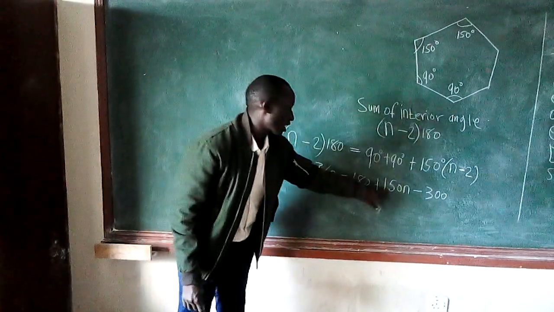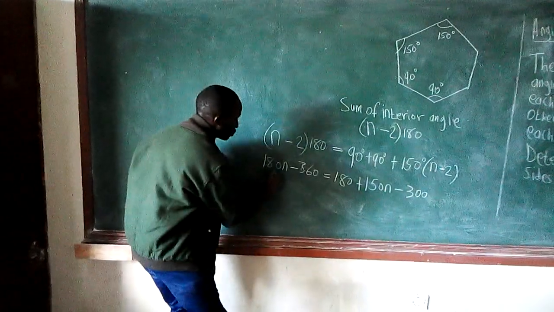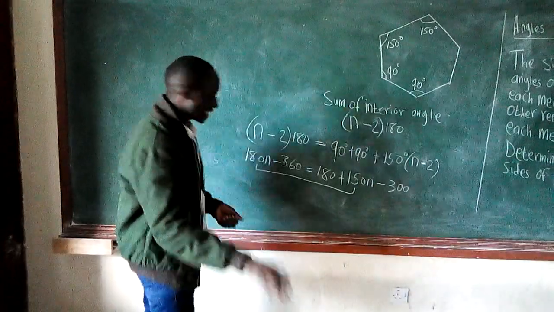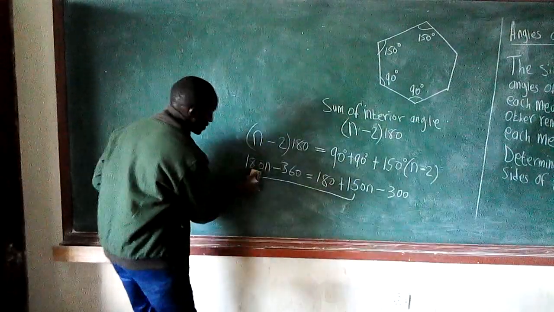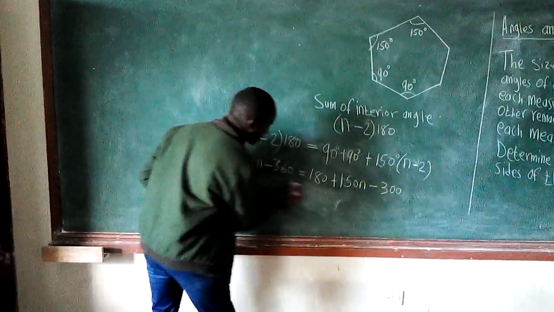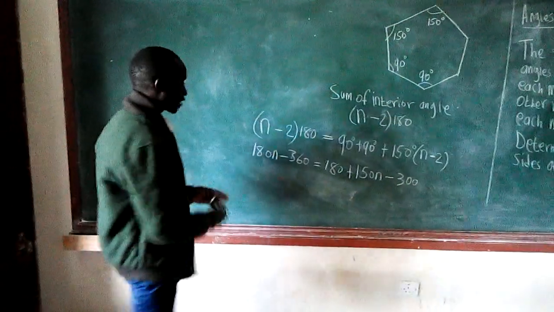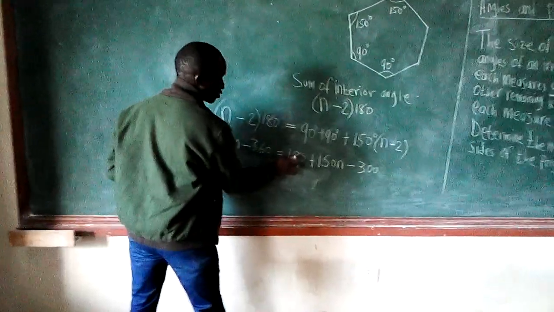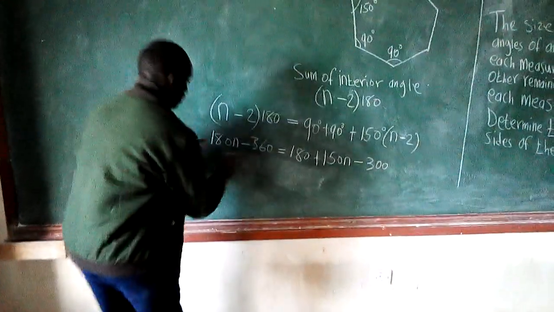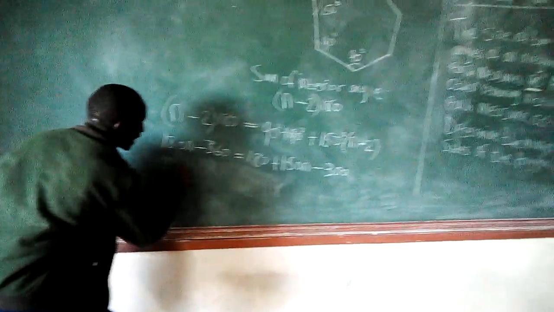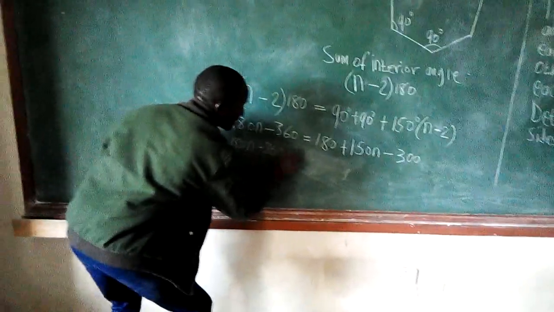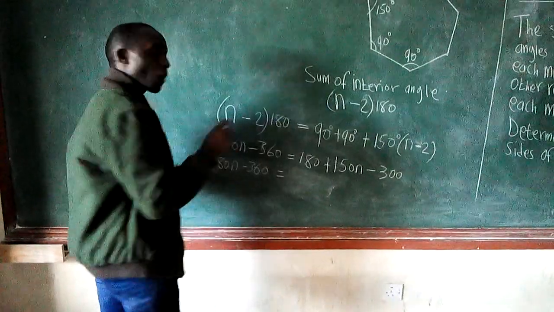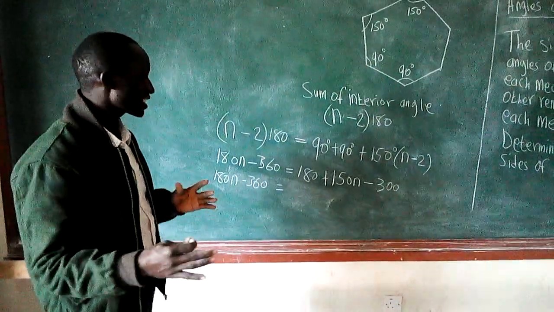Then, from there, let us put the like terms together. We have 180n and we have 150n. Therefore, these two we put them together. But before that, we have an equal sign here. Therefore, let us connect the like terms together. First of all we are going to work out these two, whereby we are going to have 180n minus 360 is equal to 180 minus 300. 180 minus 300, what does it mean?